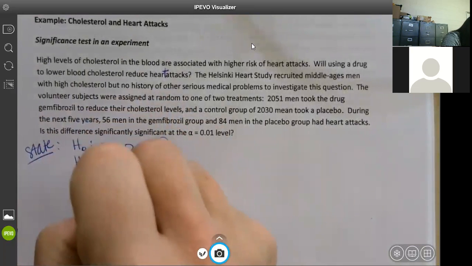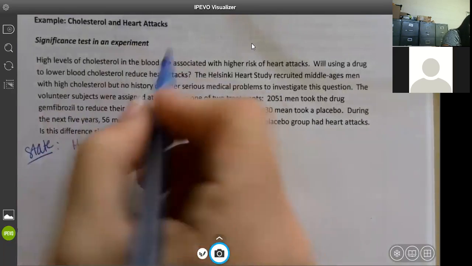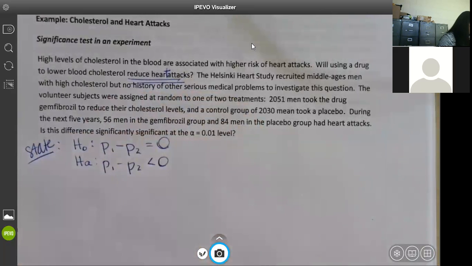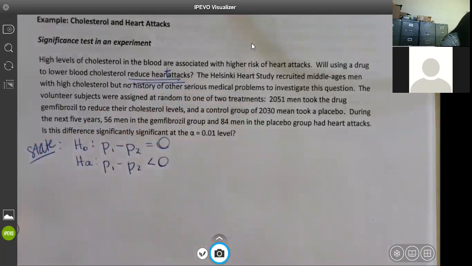Why? We want to reduce heart attacks. That's the difference. They didn't just say, is there a difference? They said, we want to reduce it. Okay, so watch that.